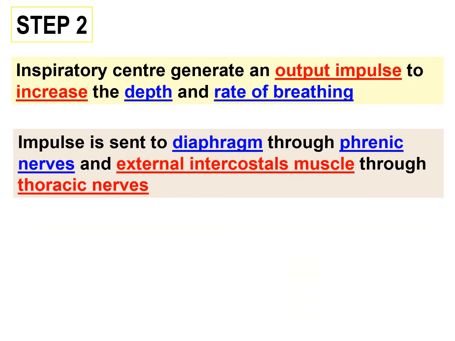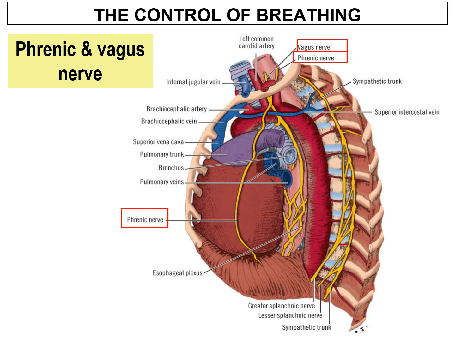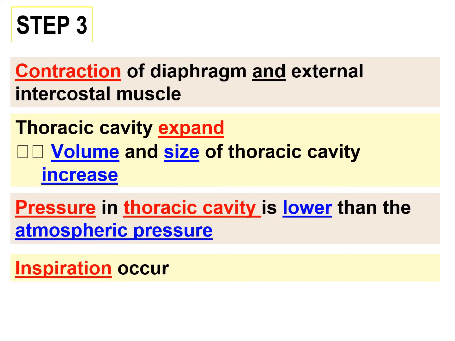The inspiratory center generates an output impulse to increase the depth and rate of breathing. So impulse will be sent to diaphragm through phrenic nerve and external intercostal muscle through thoracic nerve. This is the phrenic nerve. The intercostal muscle, vagus and phrenic nerves. And this is the phrenic. Phrenic is for diaphragm. The impulse will cause contraction of diaphragm and external intercostal muscle.